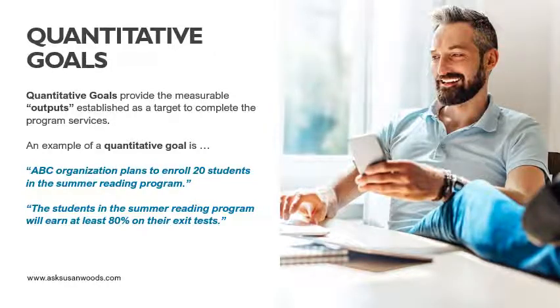Quantitative goals provide the measurable outputs established as a target to complete the program services. An example of a quantitative goal is: ABC organization plans to enroll 20 students in the summer reading program. The students in the summer reading program will earn at least 80% on their exit tests. So take a moment just to read those examples, and then we will talk about the outputs in those examples that determine the quantitative goals.